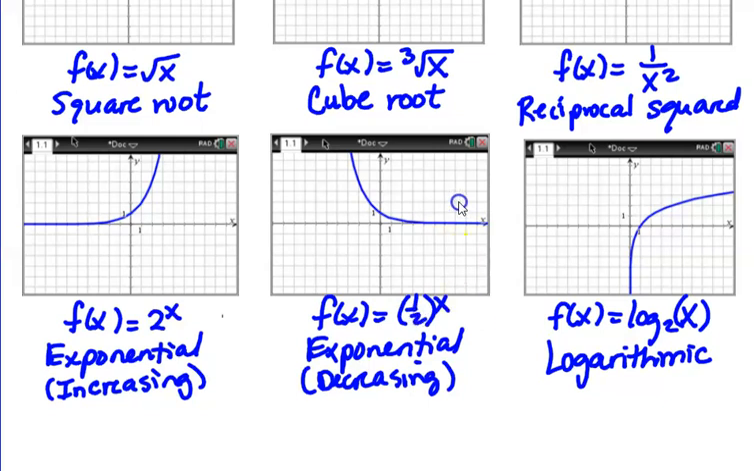You will need to know the shape of the graph with key points and the equation and the name. You need to know those by heart to do the rest of this unit.